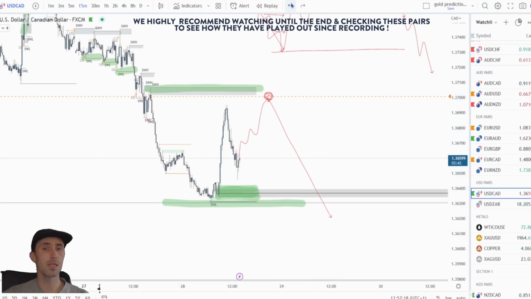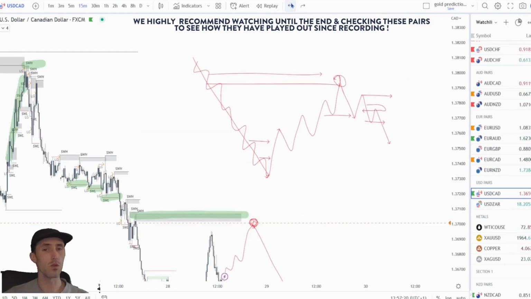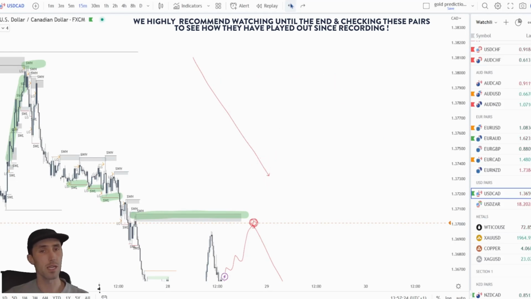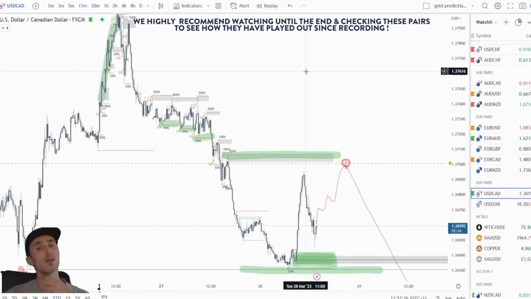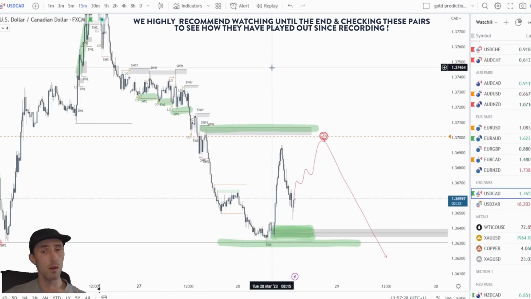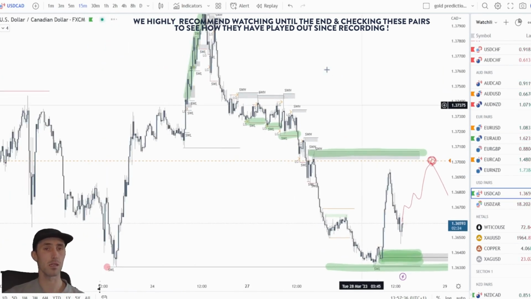Now this is going to be the same across every single pair, the same across every single asset. It doesn't matter what you're trading, it's always going to be the same. If you are seeing short-term delivery of price, expect that to continue to deliver it. Okay? Expect it to continue delivering.